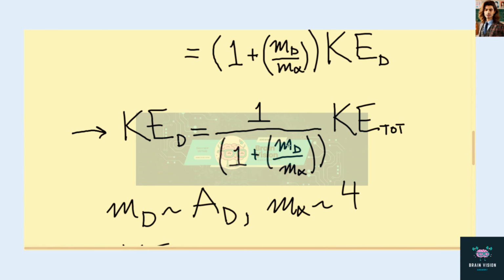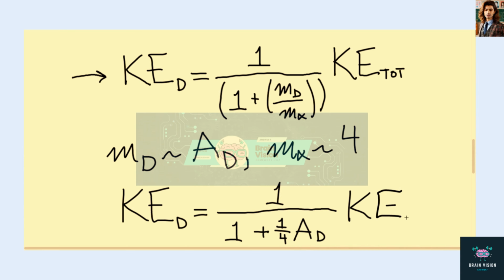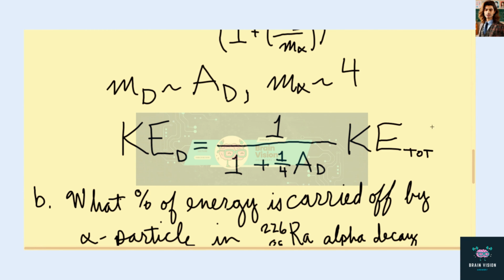Plug in each of these into our fractional term there, and we get the answer of kinetic energy of the daughter is equal to 1 plus 1/4 the atomic number of the daughter nucleus. This whole fractional quantity times the kinetic energy total is what we're asked to show. We have that here. Let's box it.